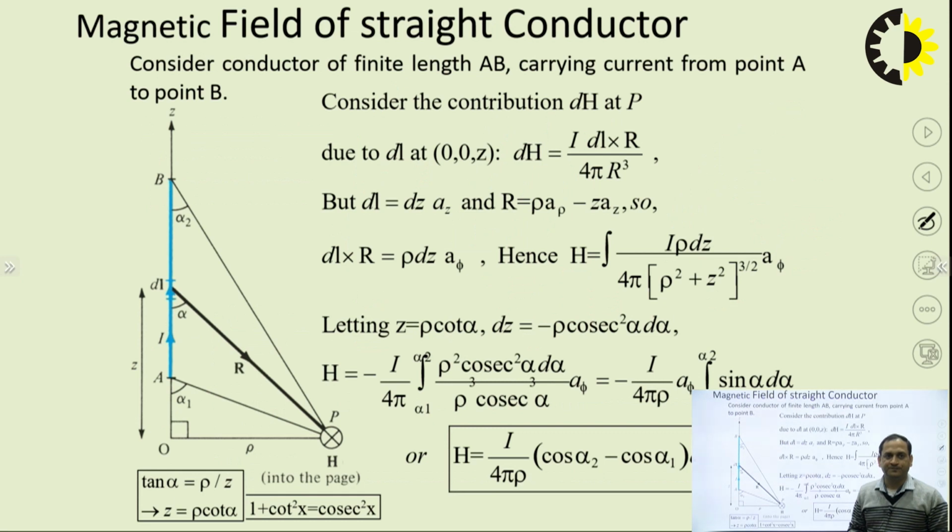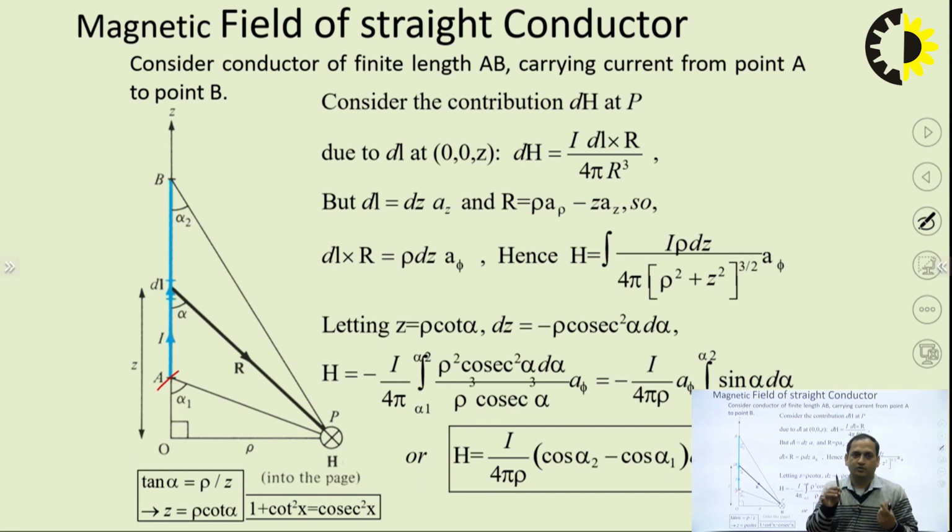Another very important topic in this unit three is the magnetic field due to a straight conductor. For that, we can consider a finite length AB. We have one element, just like this pen, where this is A and this is B, right?